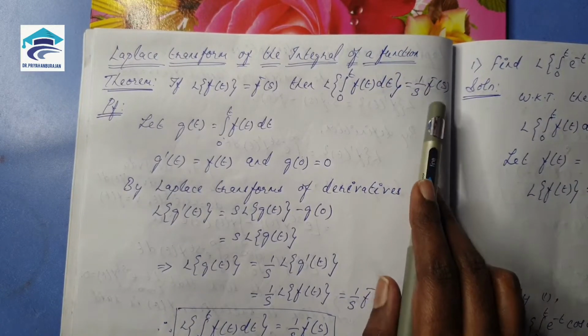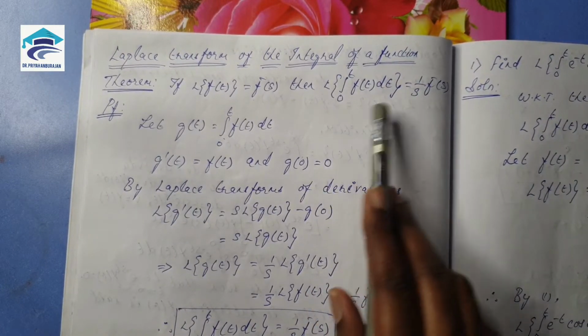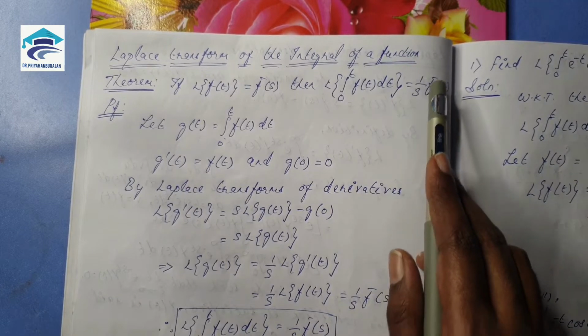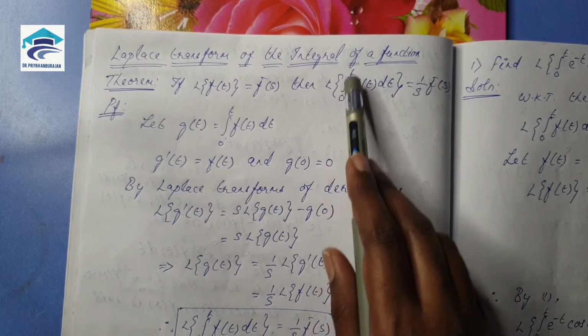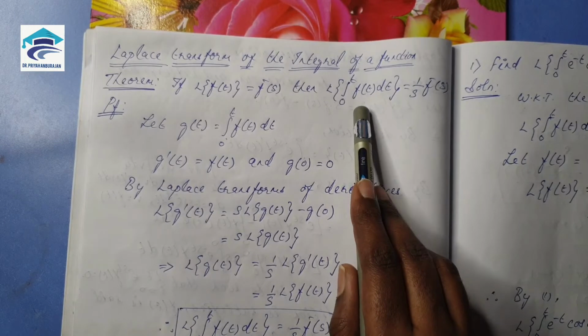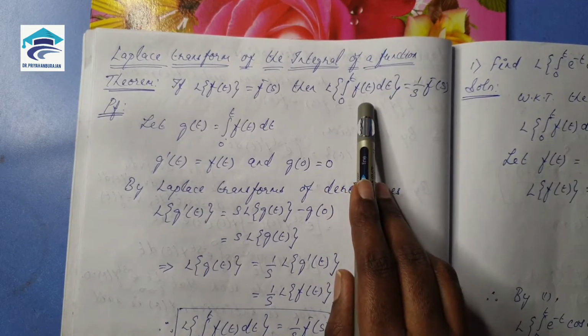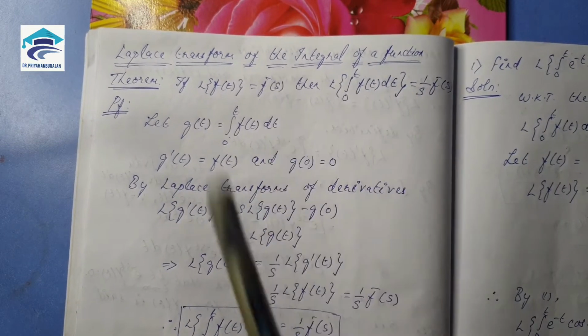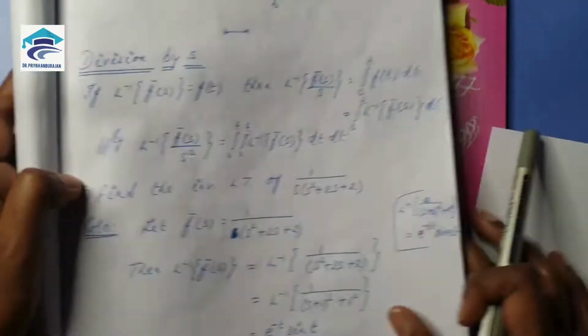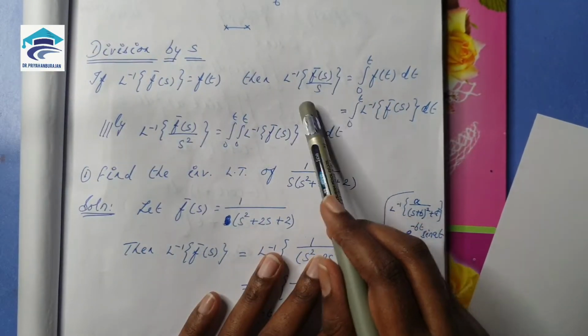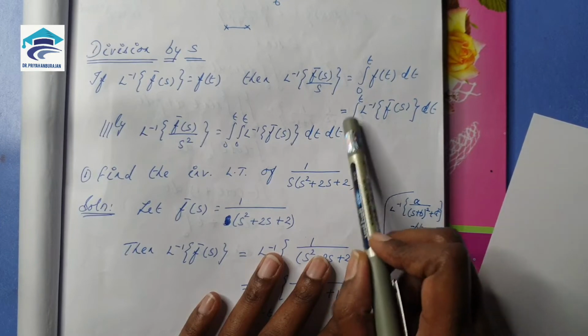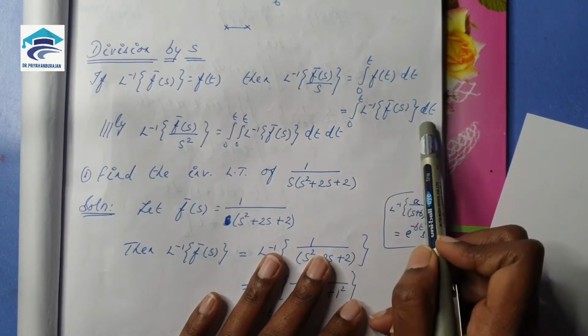So here you have f bar of s by s. If I take L inverse, you will be getting L inverse of 1 by s, f bar of s, which is equal to the integration from 0 to t of f of t dt. And further, f of t can be written as L inverse of f bar of s. So L inverse of f bar of s by s can be written as the integration from 0 to t of L inverse of f bar of s dt.